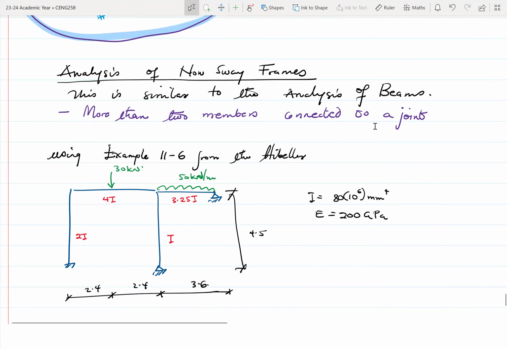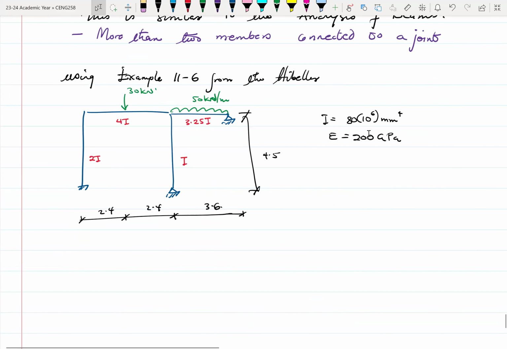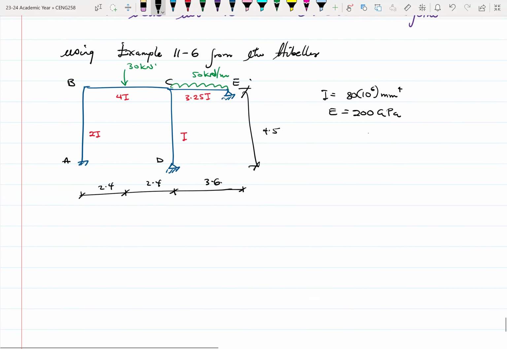All right, so let's see. The key thing is identifying your DOFs. So let me label them so that at least we have this is A, I believe, B, C, D, and E.